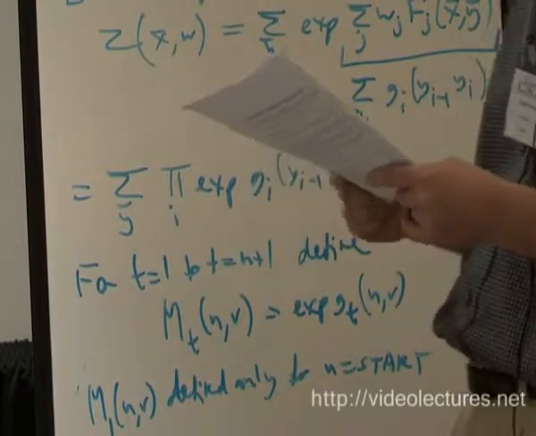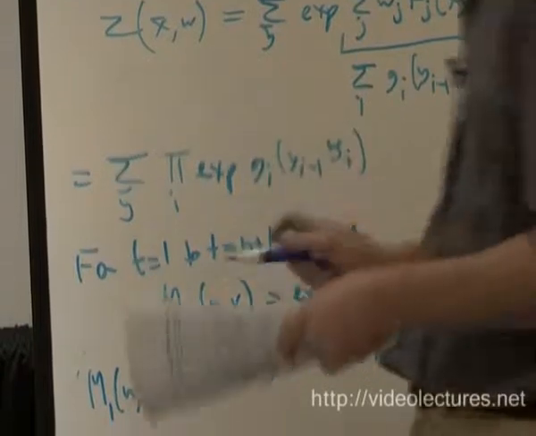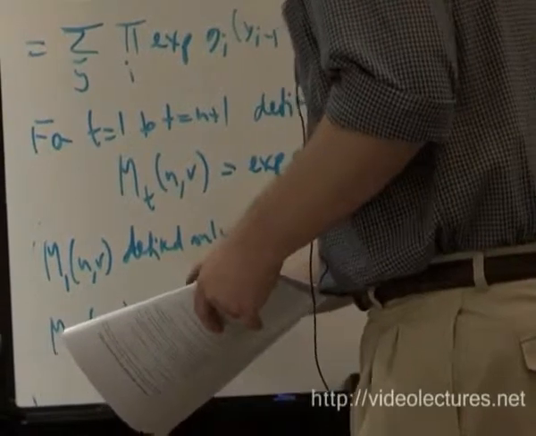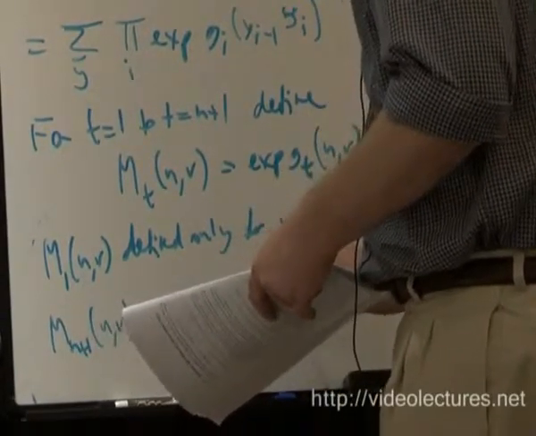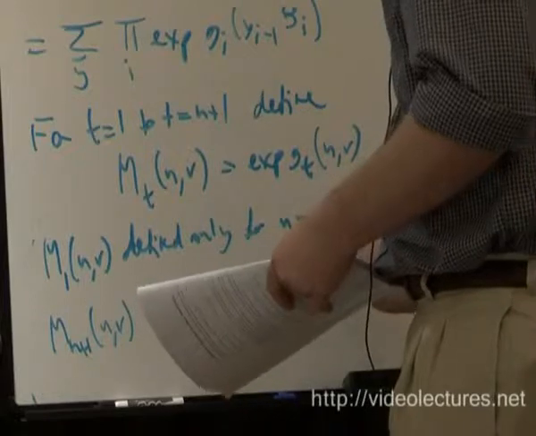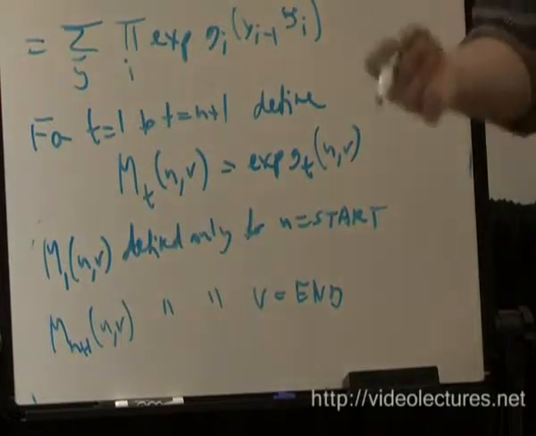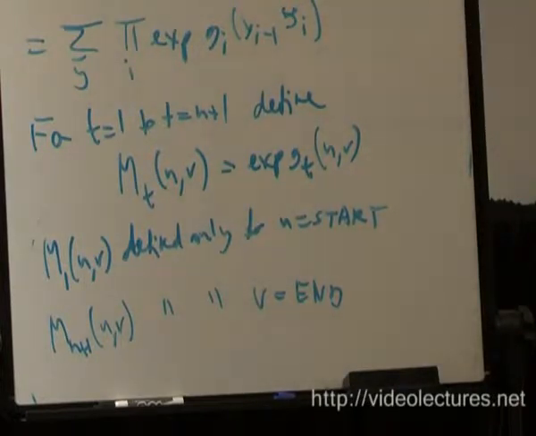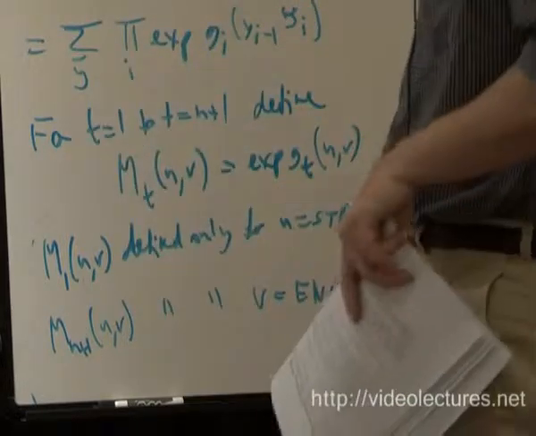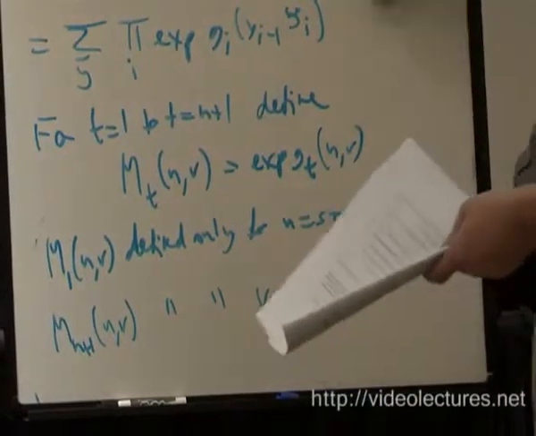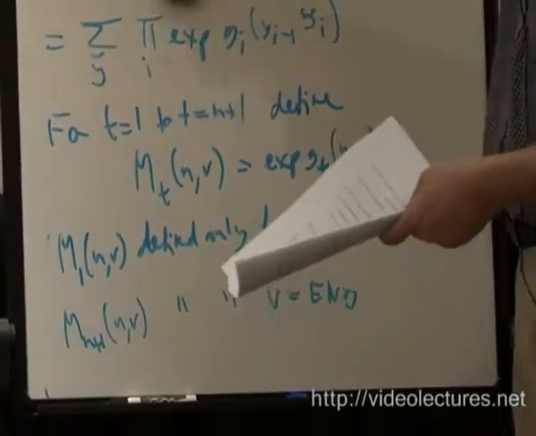And similarly, M_{n+1} of u, v is defined only for v equals end. Because y_{n+1} is the label of the position after the end of the sequence, and that label is frozen to be end. Okay, so now let's consider doing some tricks with these matrices.